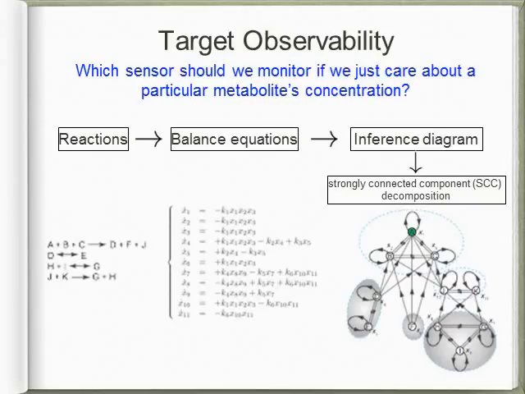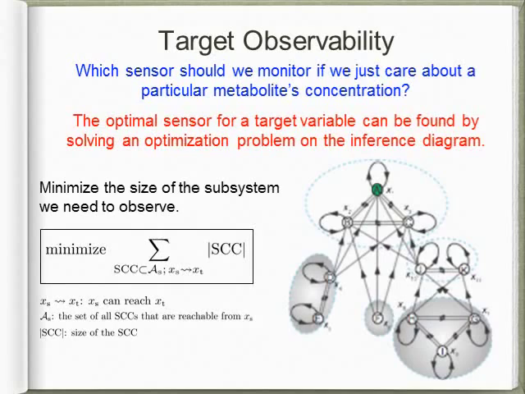You should measure either B or C because they are very close to A. They belong to the same strongly connected component. So essentially, we can turn the target observability problem into a very simple optimization problem. In this case, we want to infer the state of A. We can either measure B or C. But if neither B nor C is available, which one should we measure?